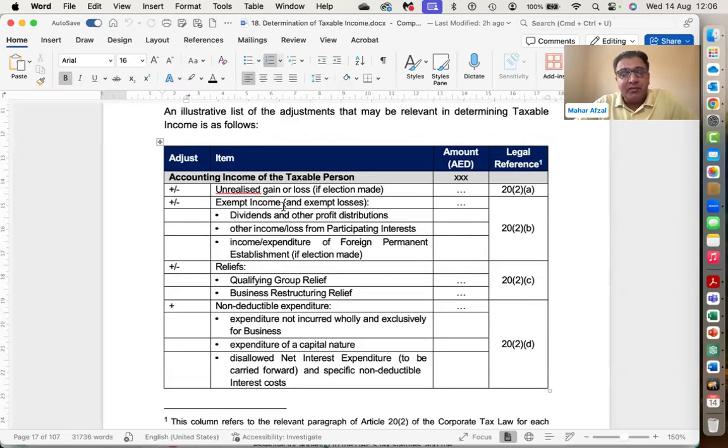Then exempt income, the income which is not subject to tax, needs to be deducted. We know the different exempt income. Dividend is exempt. Some other profit, basically from a 5% investment, that income is exempt as well. So along with dividends, participation exemption income is exempt as well. Related dividend is exempt, subject to certain conditions.